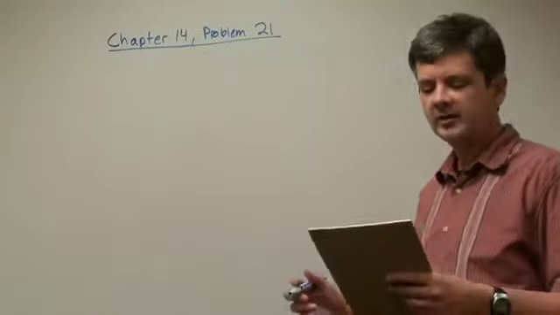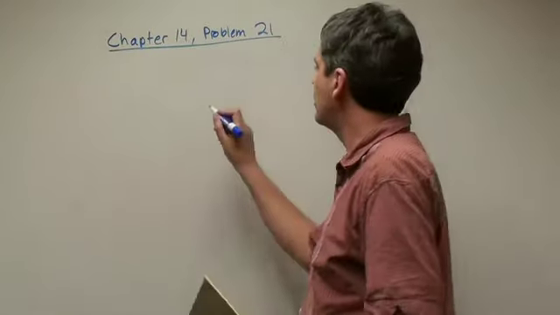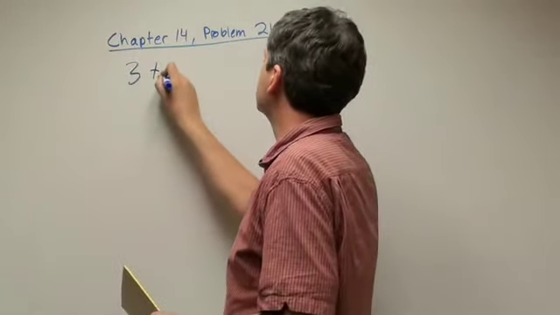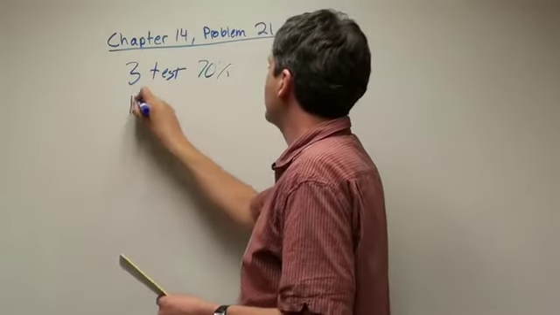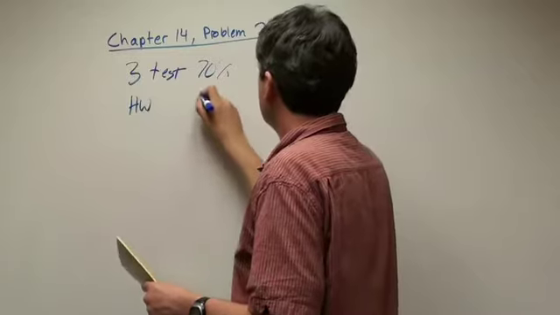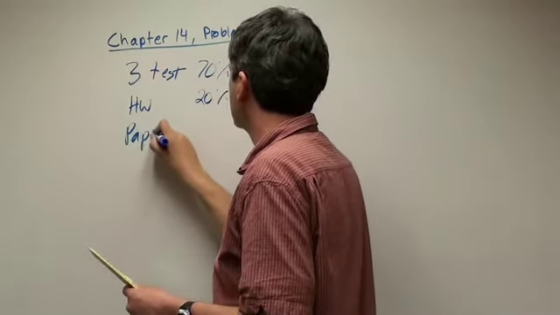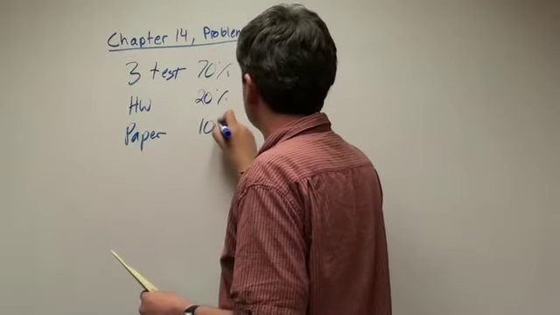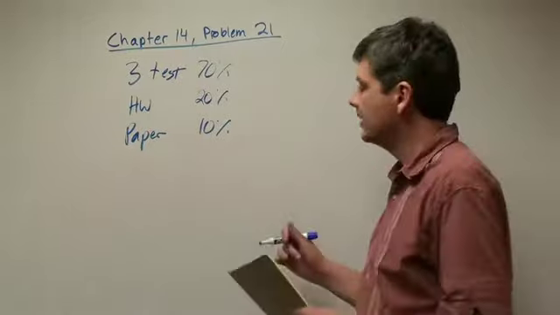Let's start by writing down the three different things that count towards the grade. First of all, 3 tests are 70% of the grade. The homework is 20% of the grade, and the paper is 10% of the grade. And then the problem tells you what you got on each of those.